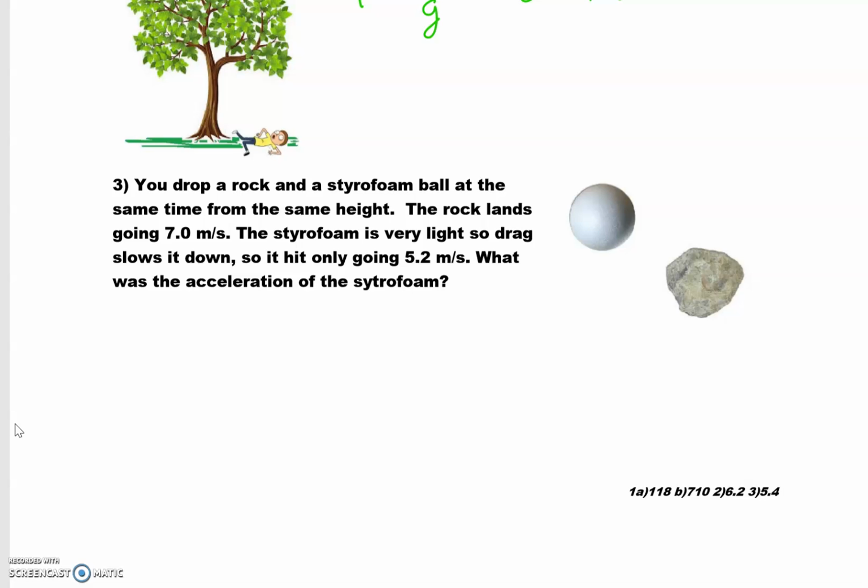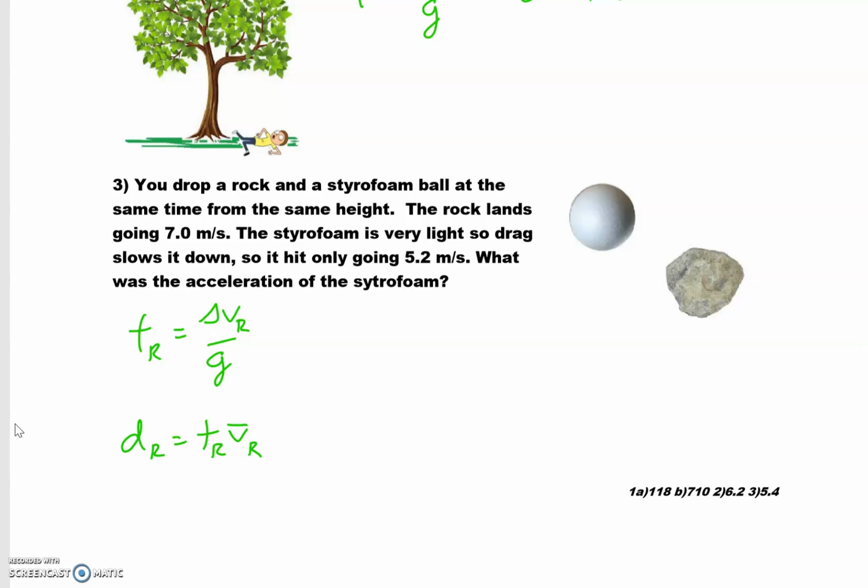Okay, well, I know a couple things here. I know the acceleration for the rock. I mean, that's just going to be 9.81. I don't know it for the styrofoam, which is slowed down by drag. So since I know the acceleration for the rock, I can find the time that the rock fell for, which would be the change in v for the rock divided by g, or 9.81. And once I have that, since I have the time and I can use the average v for the rock, I can find the distance the rock fell, which would be the time of the rock times the average speed of the rock.